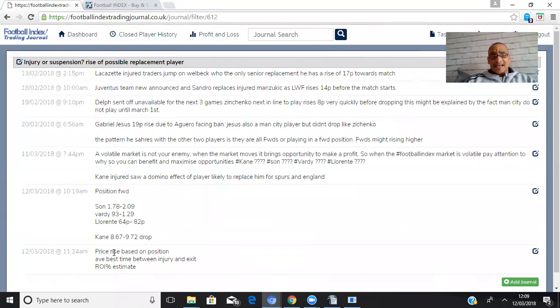The price rise, again, price rise based on position. Once you've got a good sample size of forwards and the average price rise on that position, you'll see another pattern emerge, and that pattern will be the status of the team they play for.